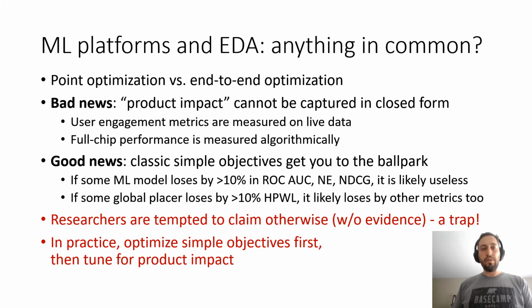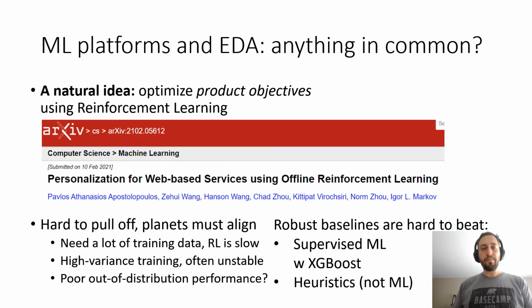Researchers are often tempted to claim otherwise, but this is really a trap. In practice, it is common to optimize simple objectives first, then tune for product impact. A natural and very general idea is to optimize hard-to-capture product objectives using reinforcement learning. We implemented this idea successfully at Meta.